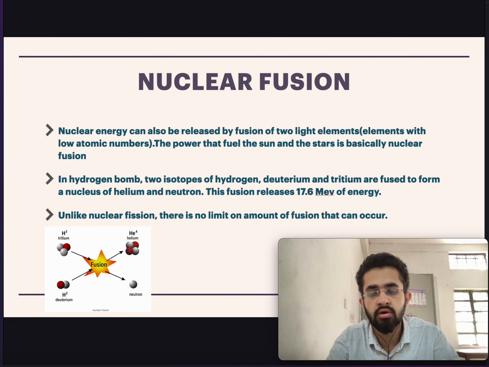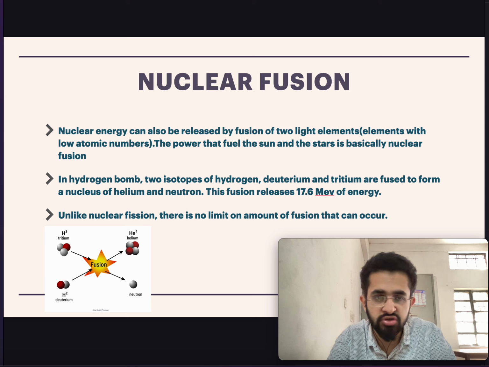So let's talk about nuclear fusion. Nuclear energy can also be released by fusion of 2 light elements with low atomic number. The power that fuels the sun and the stars is basically nuclear fusion. In a hydrogen bomb, 2 isotopes of hydrogen, deuterium and tritium, are fused to form a nucleus of helium and a neutron. This fusion releases 17.6 mega electron volts of energy. Unlike nuclear fission, there is no limit on the amount of nuclear fusion that occurs.